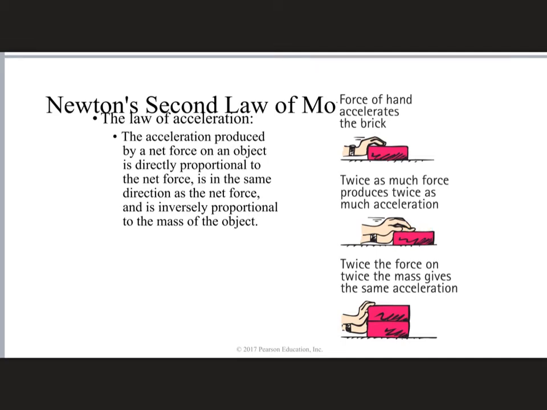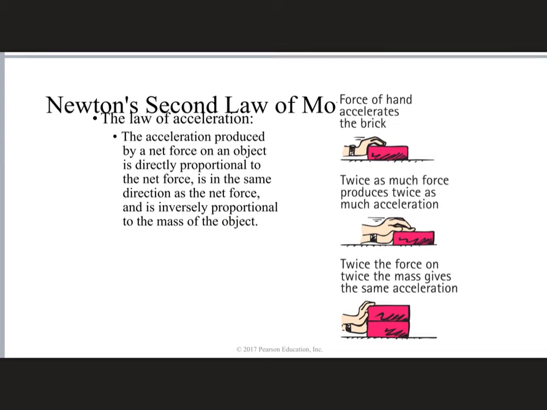That's what it means when we say that the acceleration produced by a net force on an object is directly proportional to that net force. If I apply a force, I get a certain acceleration. I double the force, I get double the acceleration. If I increase the force 10 times, I get 10 times the acceleration. Now it also says that the acceleration is inversely proportional to the mass.